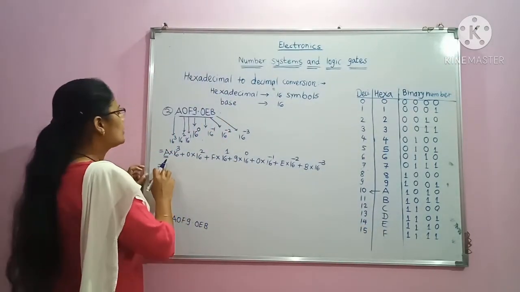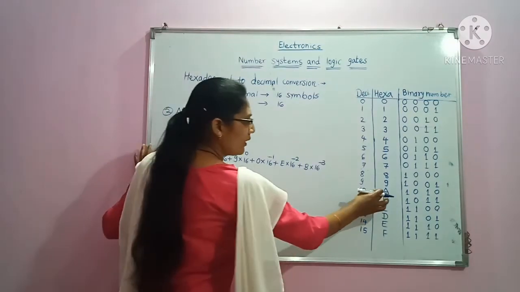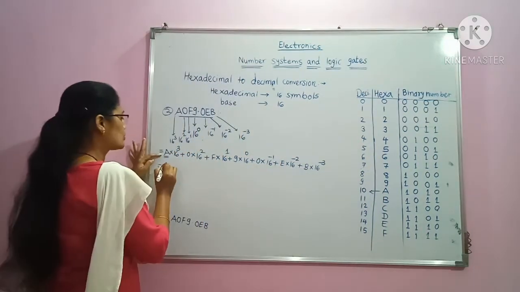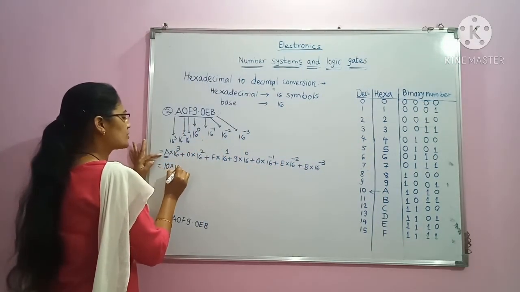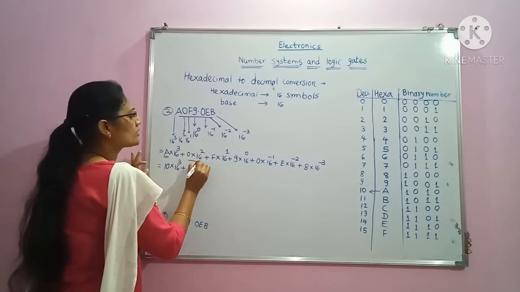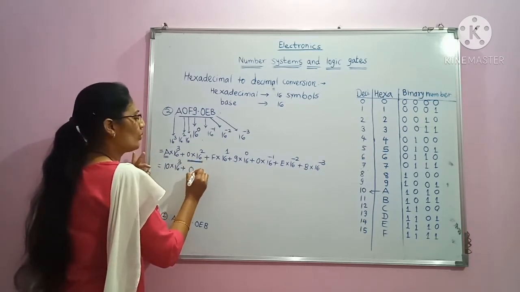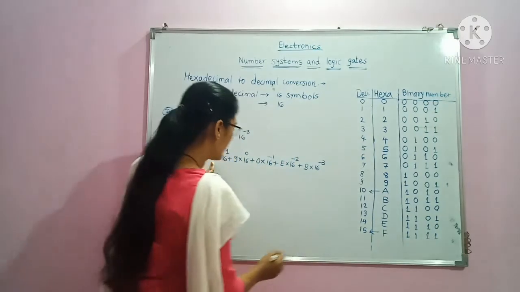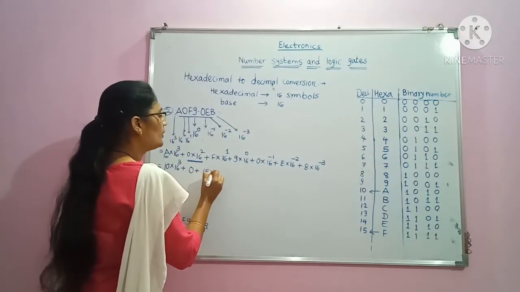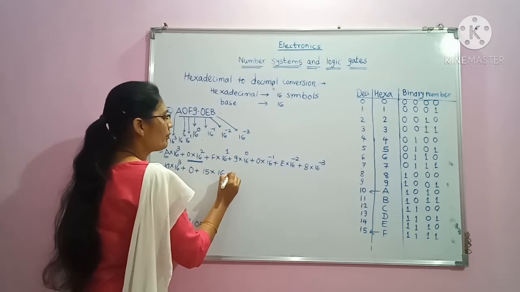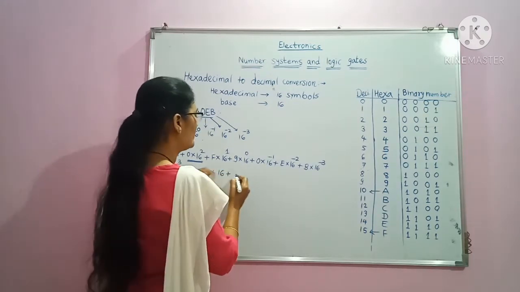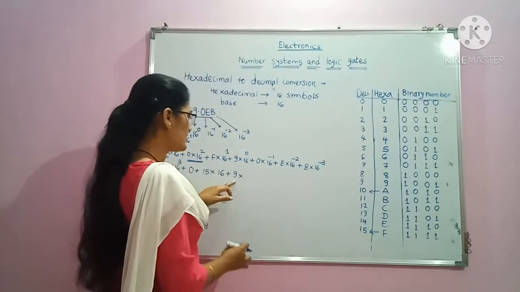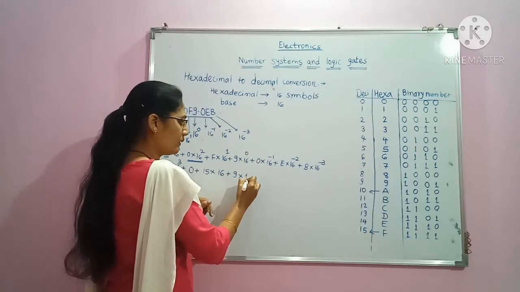Now, the hexadecimal digit A has decimal equivalent 10, so I substitute 10 here. 10 into 16 raised to 3, plus 0 into 16 raised to 2, which gives 0, plus F. What is the equivalent decimal value of F? F corresponds to 15. So 15 into 16 raised to 1, which means 16, plus 9 into 16 raised to 0. For 9, the number is 9, so 9 remains 9, and 16 raised to 0 means 1, plus.